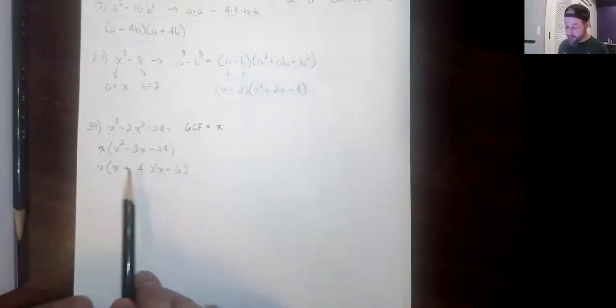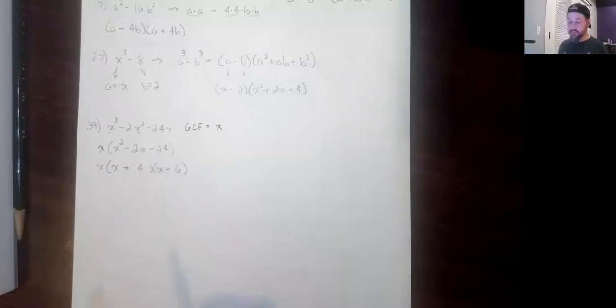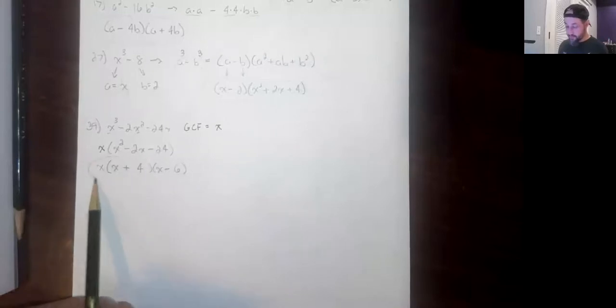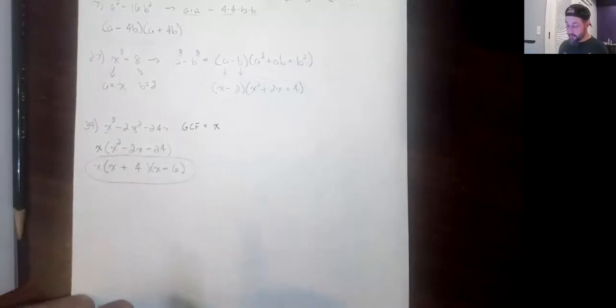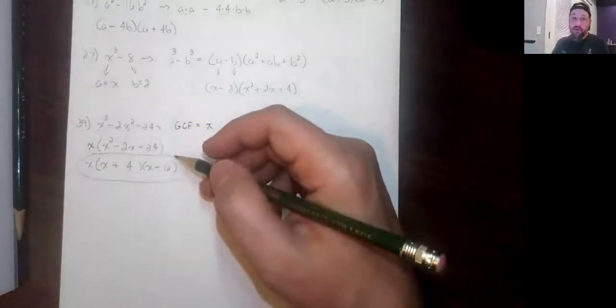Now I have x times x is x squared. Then I have a negative 6x, positive 4x. The difference is negative 2x. That's my factor. That's my answer right there. So it's trial and error, but you can whittle it down.